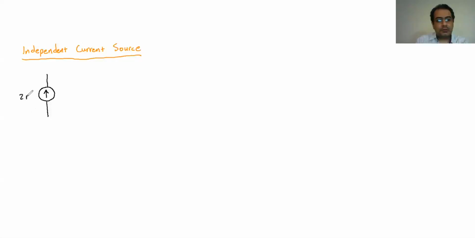For example, assume this is 2 amps. So it means that this source, regardless of what I connect to these two ends of that source, always provides 2 amps of current into the system. The same as before, it can be alternating. So it might be, for example, like that again. And for example, it can be 2 sine 2 pi t.